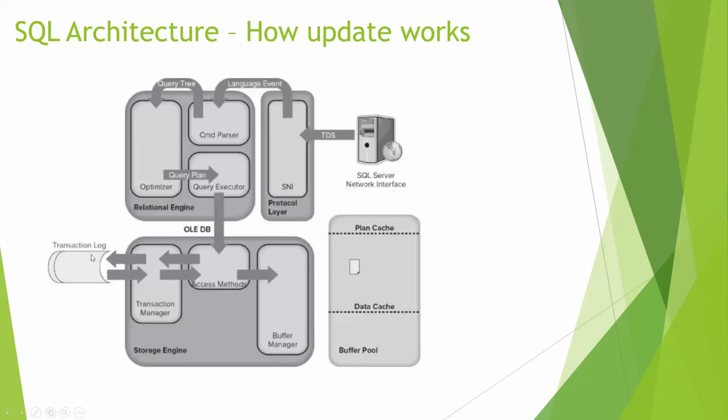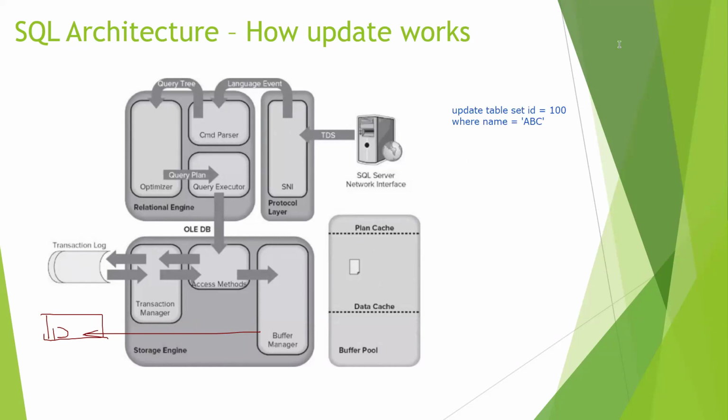But here, you see the transaction log file is there, and you will have the data file as well. Just for simplicity, we haven't specified the data file here, but you have the data file and the same communication. Let's consider this. Until this access method, the request is the same. Whatever we already discussed, until this access method, let's say you have a simple update query: update table set ID equal to 100, something, where name equal to ABC. We are just updating the data.